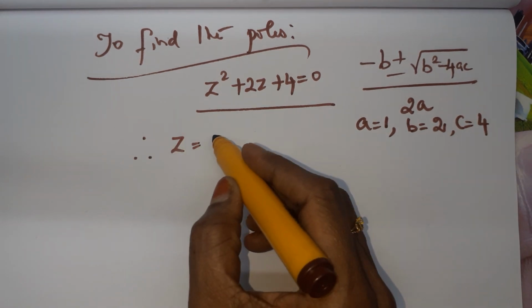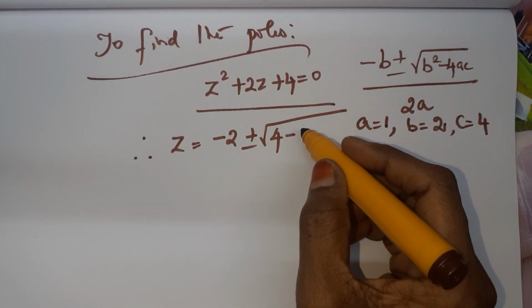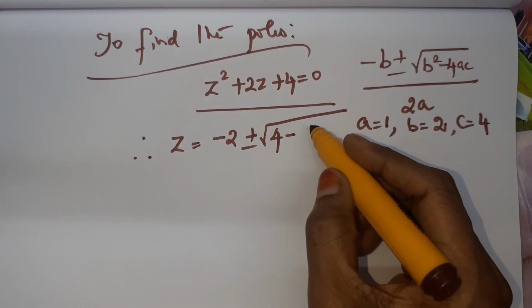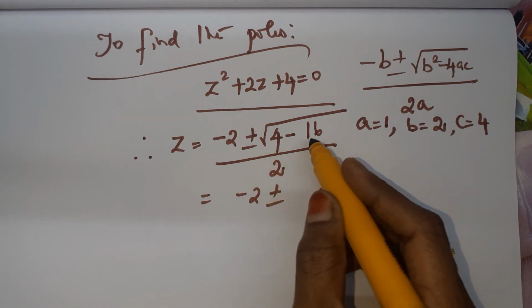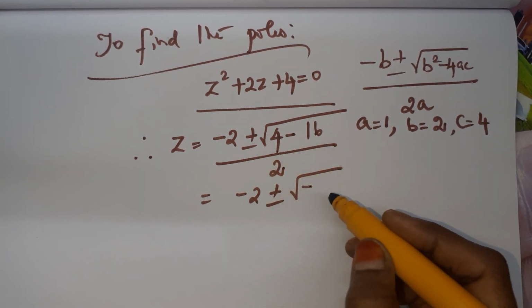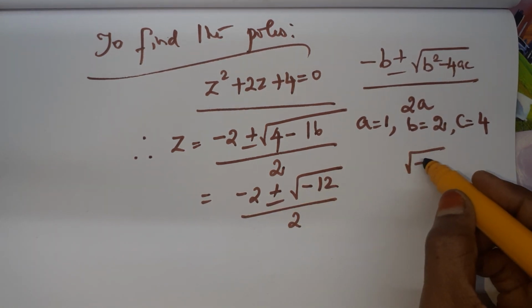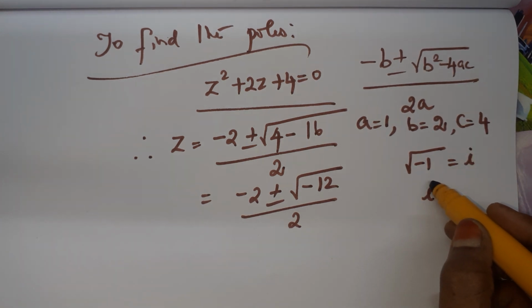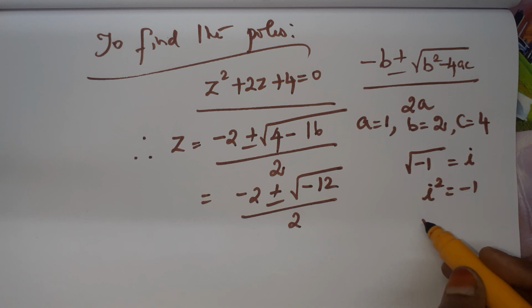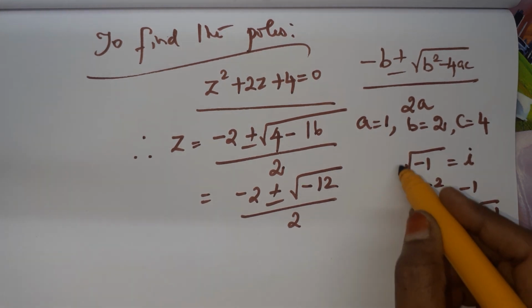Therefore, z is equal to minus 2 plus or minus root of b squared, that is 4, minus 4 into a into c. So 4 into 1 into 4 is 16, by 2 into 1, that is 2. So minus 2 plus or minus, we will get a negative sign, root of minus 12, by 2. For this negative sign inside the root, root of minus 1 is equal to i. Is it? i squared is equal to minus 1. Taking root will give i is equal to root of minus 1. Yeah, that only we used here.